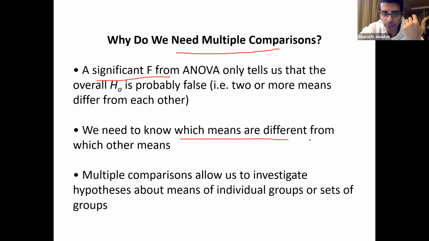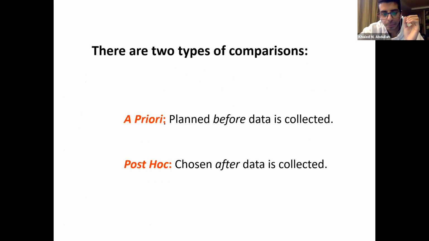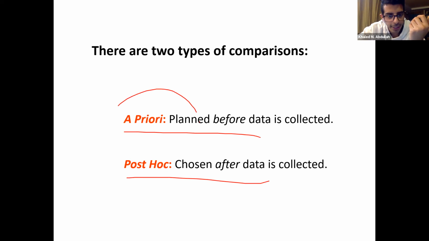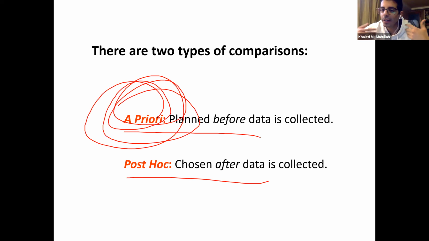We need to know which means are different from which other means. So then we do multiple comparisons after it. This is everything that we talked about. Either you do it before you actually collect the data or after. Generally, this is 100% frowned upon.